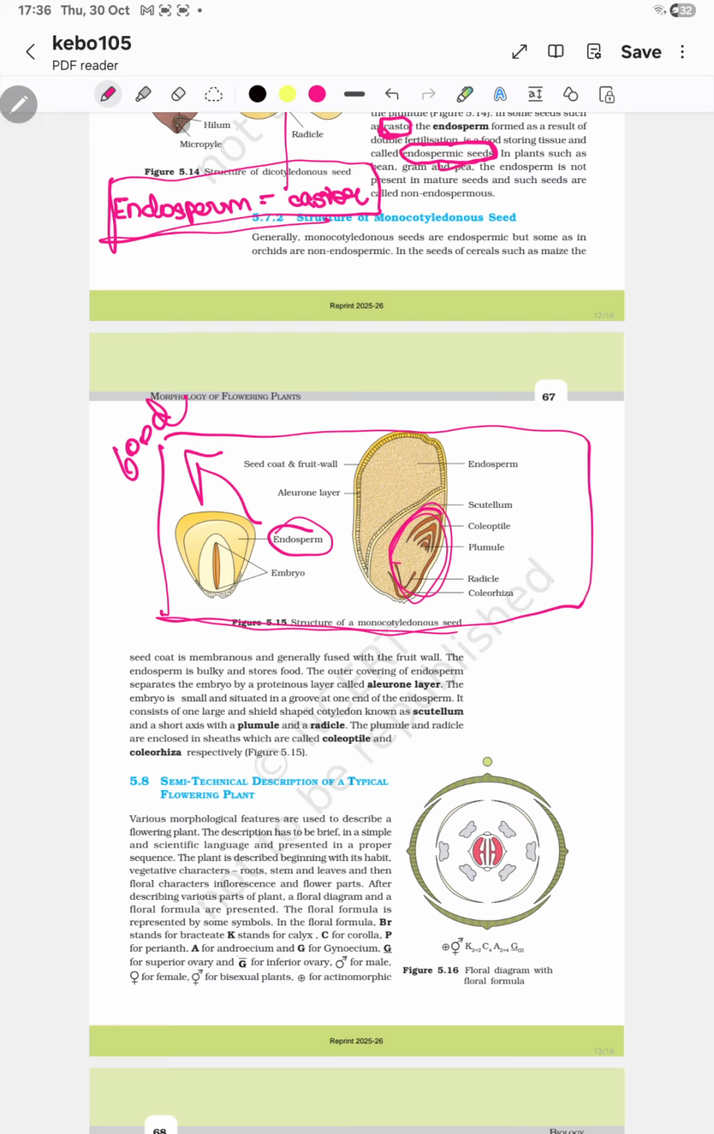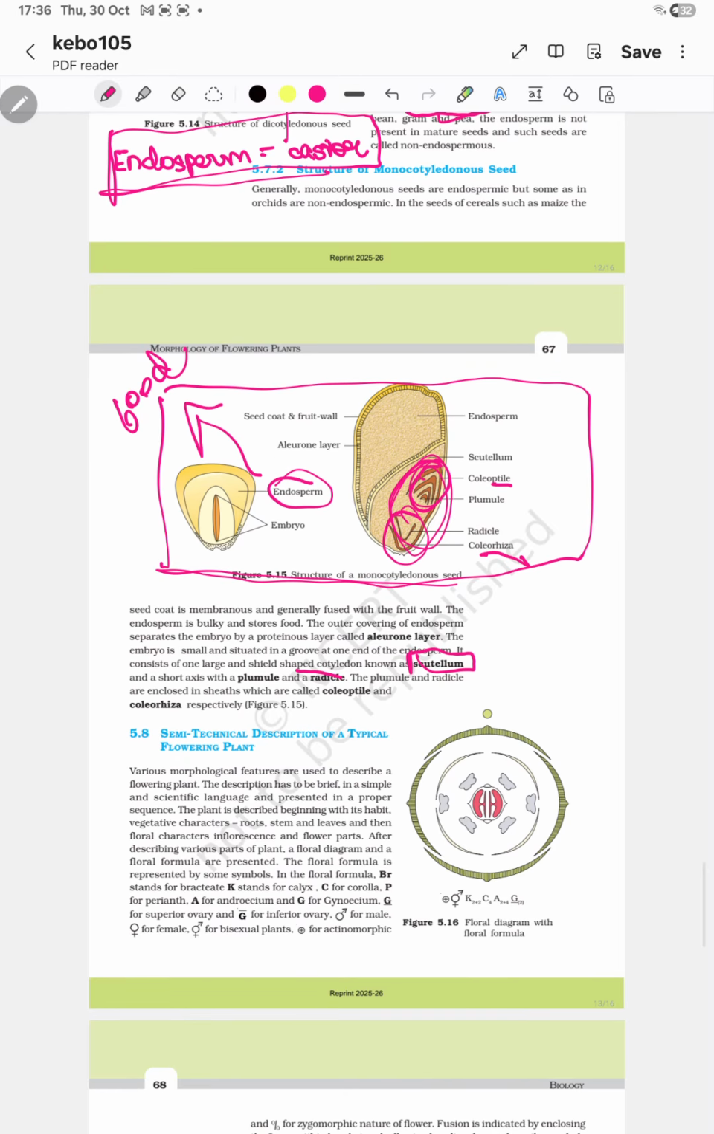One cotyledon is only there. This cotyledon is called scutellum. There is a plumule, there is a radicle. The sheaths which enclose the plumule and radicle are called coleoptile for plumule, coleorrhiza for radicle. So P for plumule, R for radicle. Radicle develops into roots, rhizoids. Plumule develops into shoot, upward.